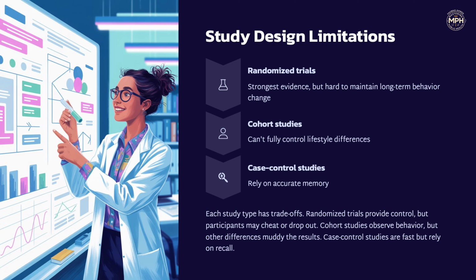Cohort studies offer another approach. Researchers track people over time and observe who gets sick. But people who have already chosen healthier lifestyles may differ in other important ways, like smoking or exercise, that also influence health. This makes it difficult to isolate the effect of diet alone. In case control studies, participants are asked to recall past exposures. But memories fade, and people may underreport or overreport what they ate or did, especially if they think it's linked to their illness. Each study type has strengths, but none are perfect.